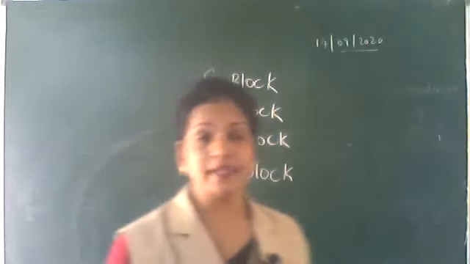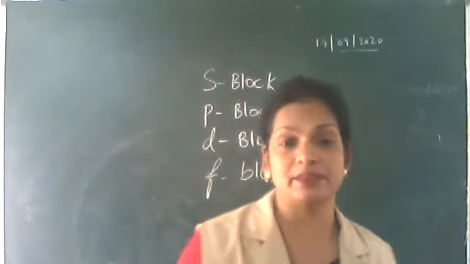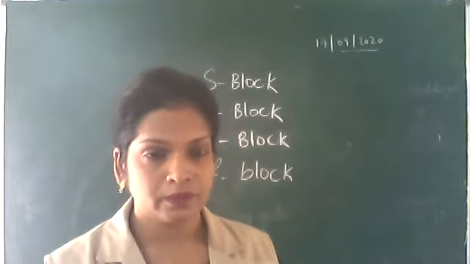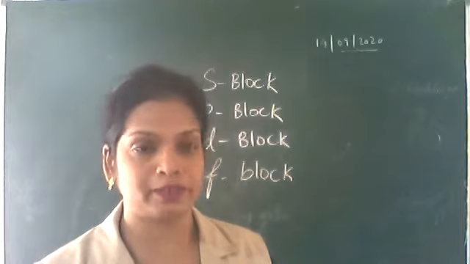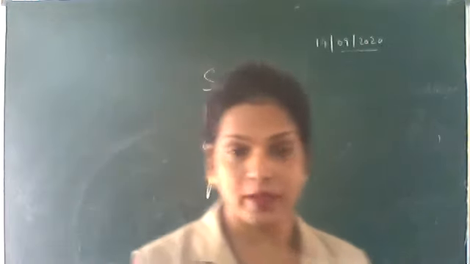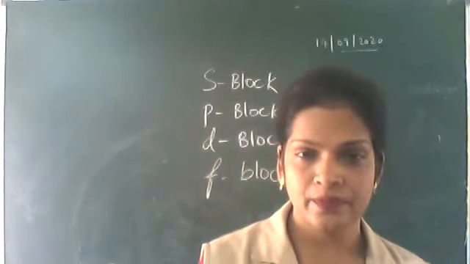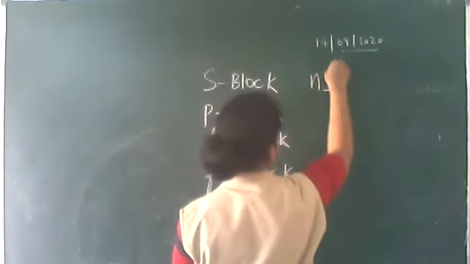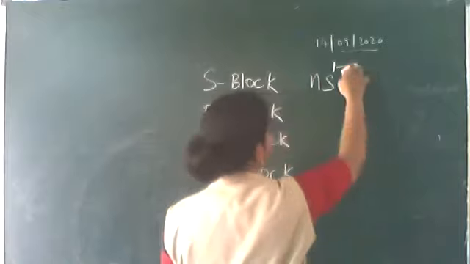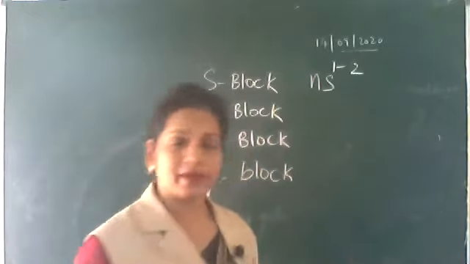S block. What are the characteristics of these elements in S block? You know, first and second group, they are called S block elements. Here, S orbitals are progressively filled. General electronic configuration is ns1 to 2, ns either 1 or 2.